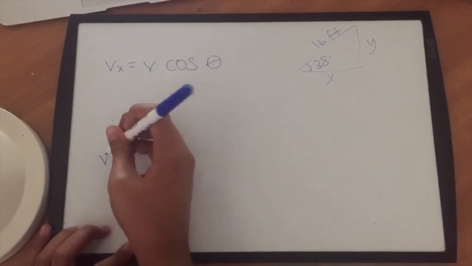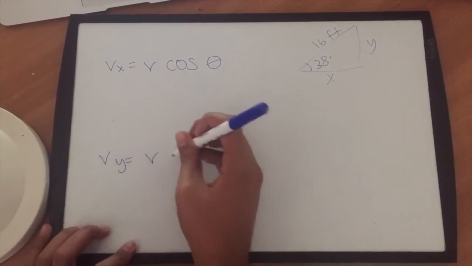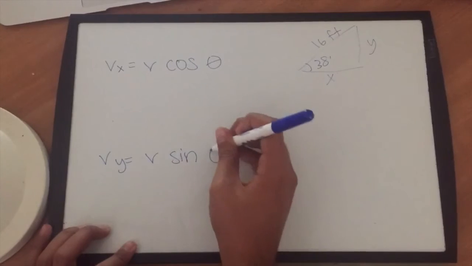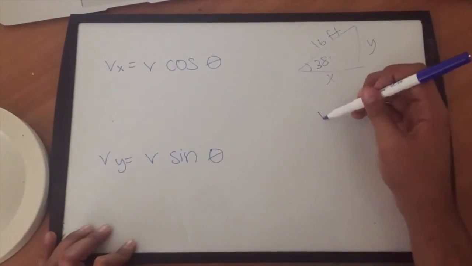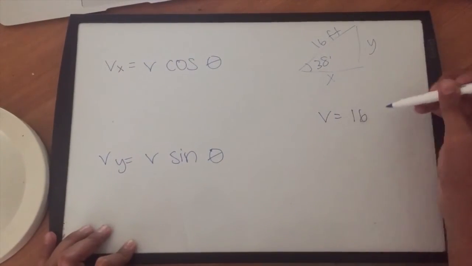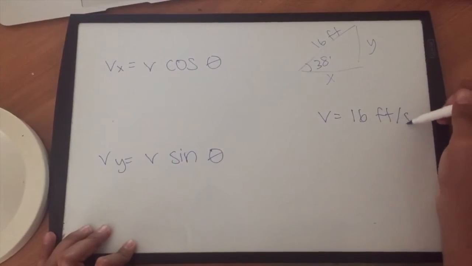First, set up your problem with the diagram and label your axes, initial velocity, and angle. Then, use these two equations to find the velocities and plug in the information given.